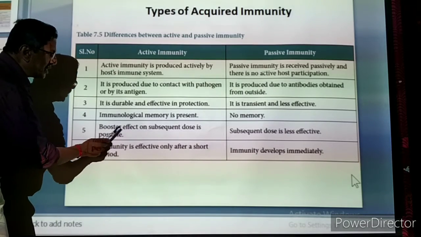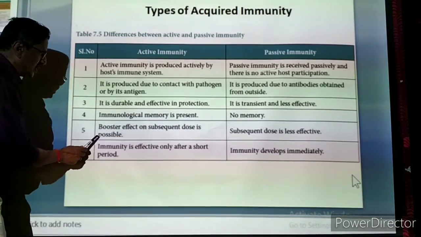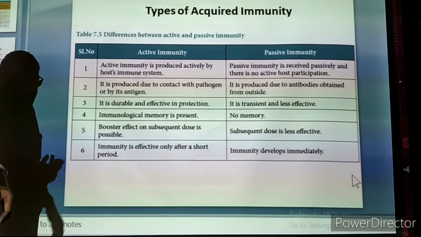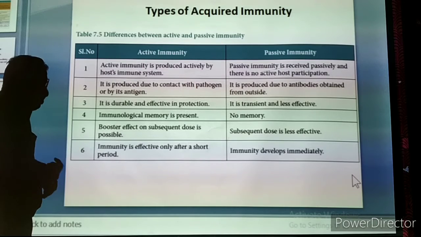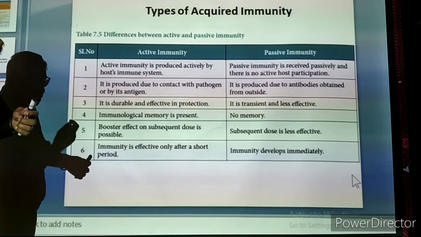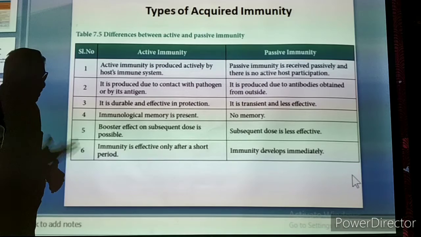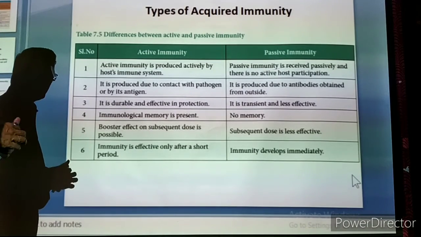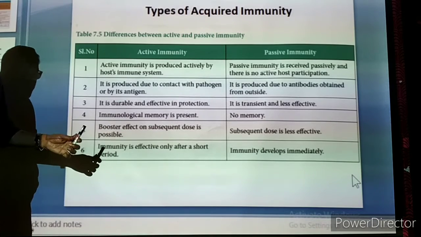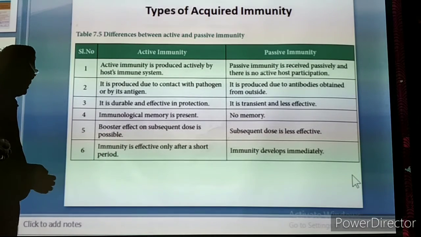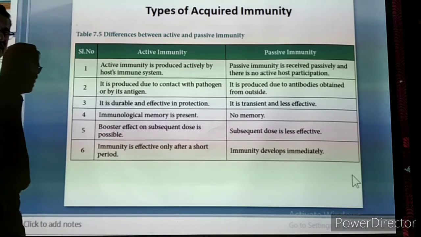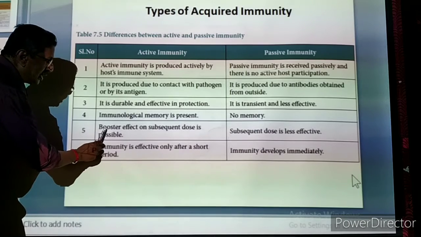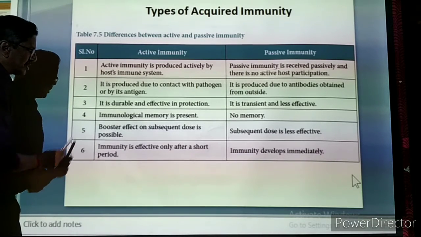The next one, a booster effect on a subsequent dose is possible. Sometimes our immune system is induced by vaccine, so our body will produce a lot of antibody. But first they will give one mild dose, so our body starts preparing antibody. Then after some period of time, they will give a second dose which is slightly stronger. Then our body will produce more antibody, so it will permanently become resistant to that. That is called a booster effect. A strong effect after the second or third contact with that microorganism. That is the booster effect.